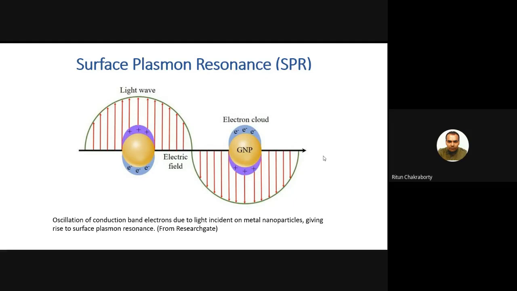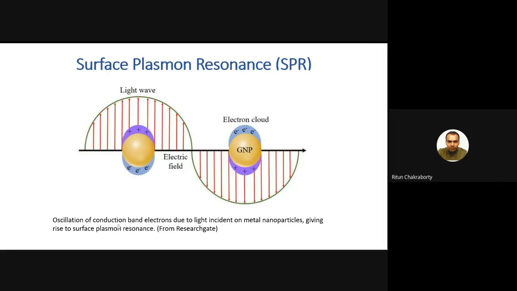restoring force, which results in the oscillation of the electrons about their mean position with respect to the gold nanoparticles. Because of all these things, there is an electric field enhancement near the metal nanoparticle surface. So that is a result of surface plasmon resonance.